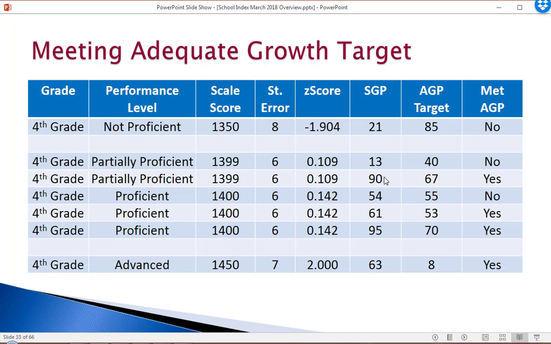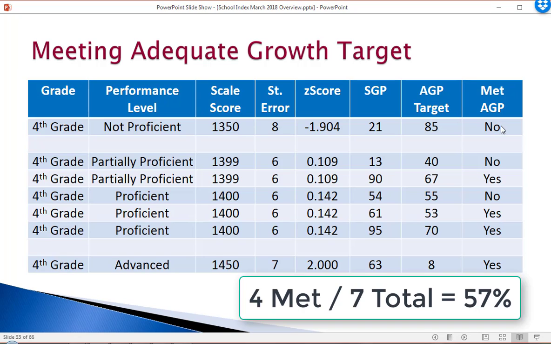The students who scored at the 90th percentile, the 61st percentile, and the 95th percentile all had larger values than their adequate growth targets, so they each met the target. So for all of your students in grades 4 through 8, they either met the target, yes, or they did not meet the target, no. And this is how you get a percentage of students who met the adequate growth percentile. The state average is around 50 to 55%, depending on ELA or math.